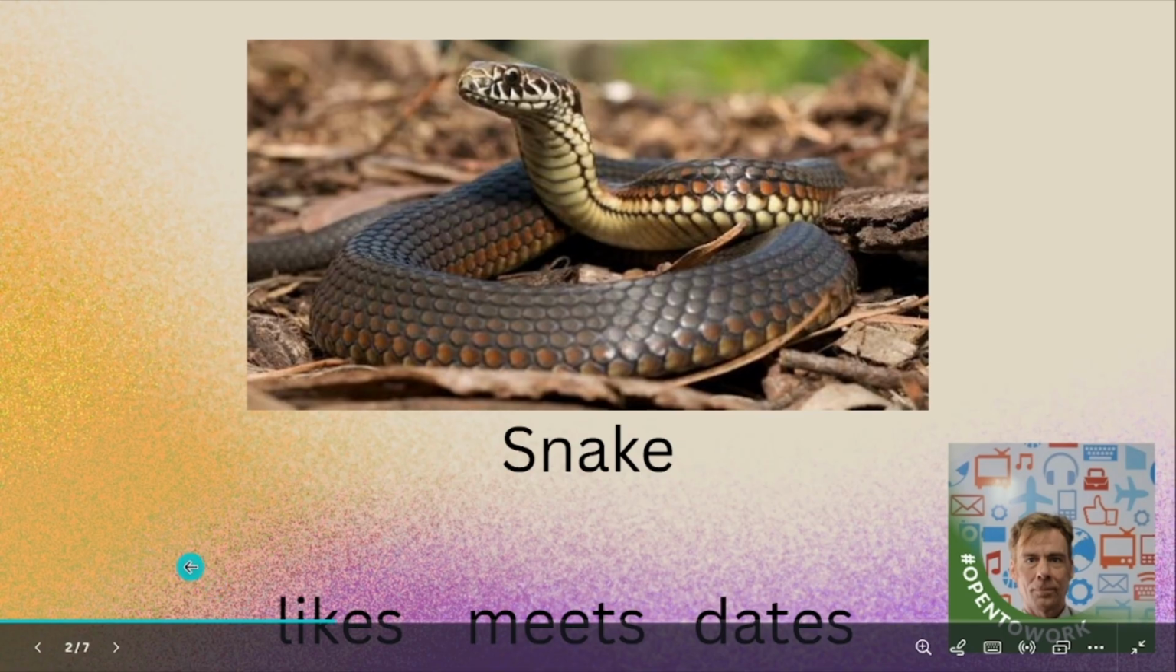The first is what I would call the snake sound. Just say the S at the beginning of snake. S, s. It's very similar to the sound that a snake makes. And here we see some examples of verbs ending in the snake sound. Likes, meets, dates. Usually we use this sound after the letters K, P, F, and T.